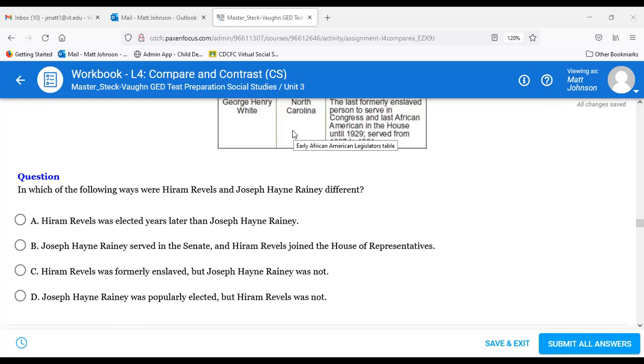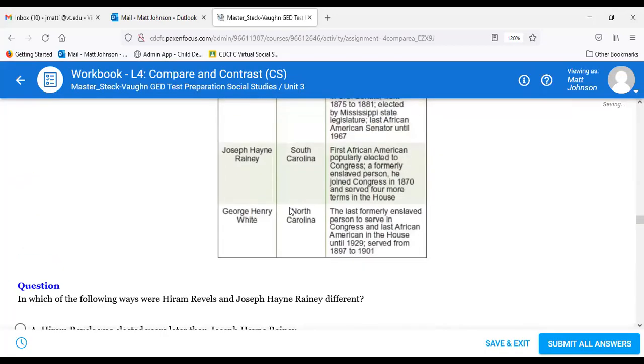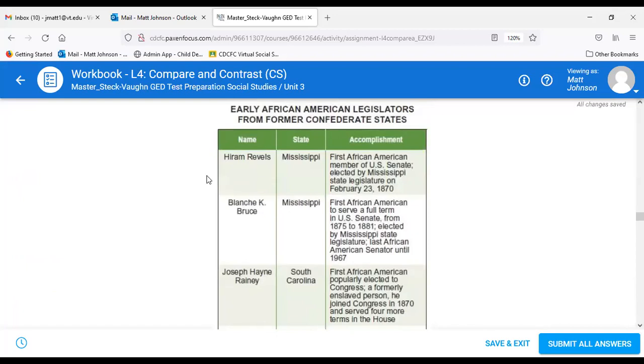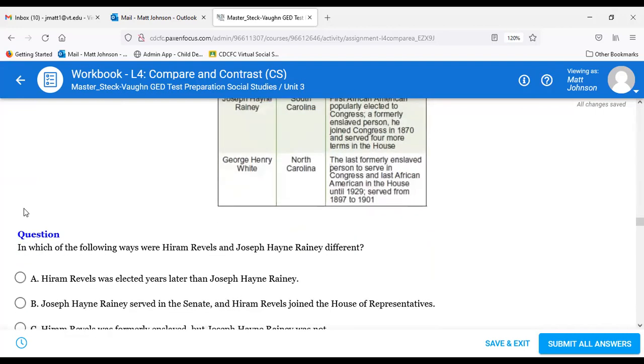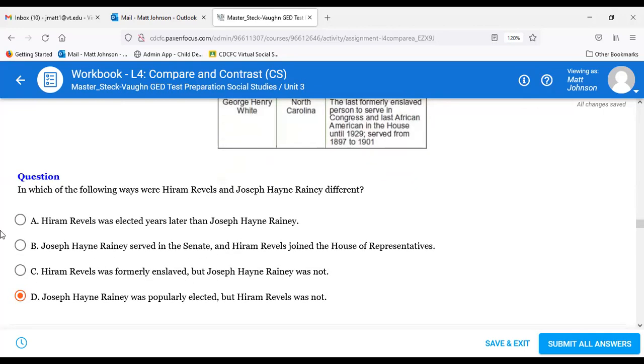I think it is... is it the A or the D? D. Yeah, D is in dog. Only one of those members here was popularly elected, and which one was it? Joseph Hayne Rainey, right? He was the only one that was popularly elected. The rest were elected by their state legislature to go to the U.S. Senate and the House of Representatives. So nine is D.